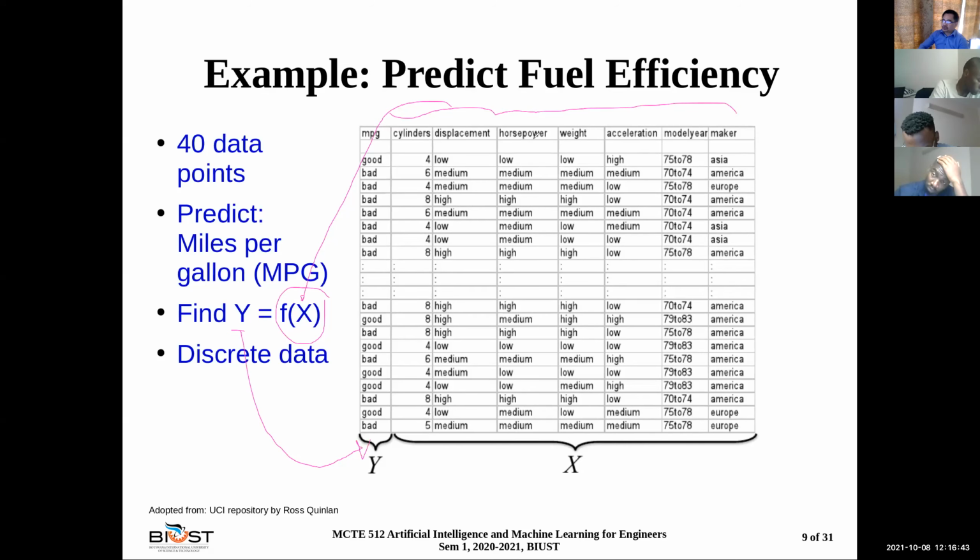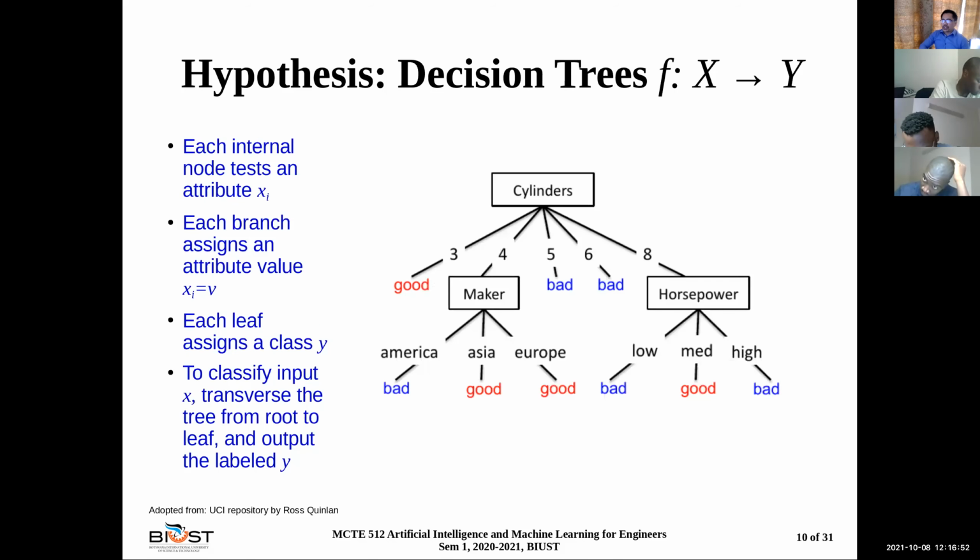So again, let's move to create that decision tree. How do we create this decision tree? Okay, so we need to know which parameters should go in first as the first node, whether cylinders, maker, or horsepower goes here or maker goes there. Okay, so each internal node tests an attribute. We call it a parameter, but an attribute in this case: cylinders, maker, and horsepower. So each branch assigns an attribute value, xi is equal to b. Each leaf assigns a class y of good or bad, in this case.